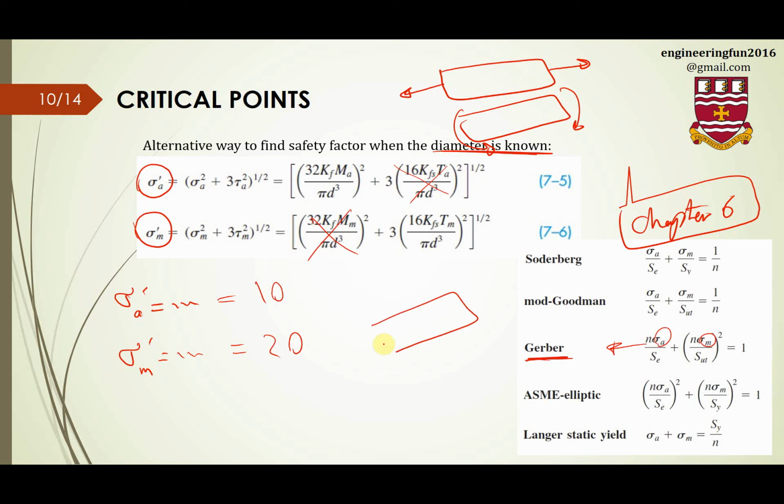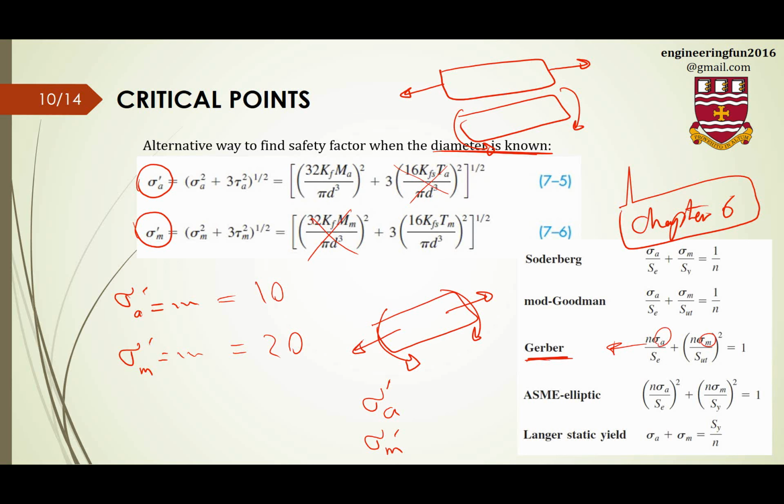But when I have two or more types of loading at the same time, in this case I'm going to find something like sigma a, which I call sigma a prime, and something like sigma m, which I call sigma m prime. Once I get them, I can just do whatever I did in chapter 6. I can plot sigma a prime based on sigma m prime. I can use these equations, they are all valid.